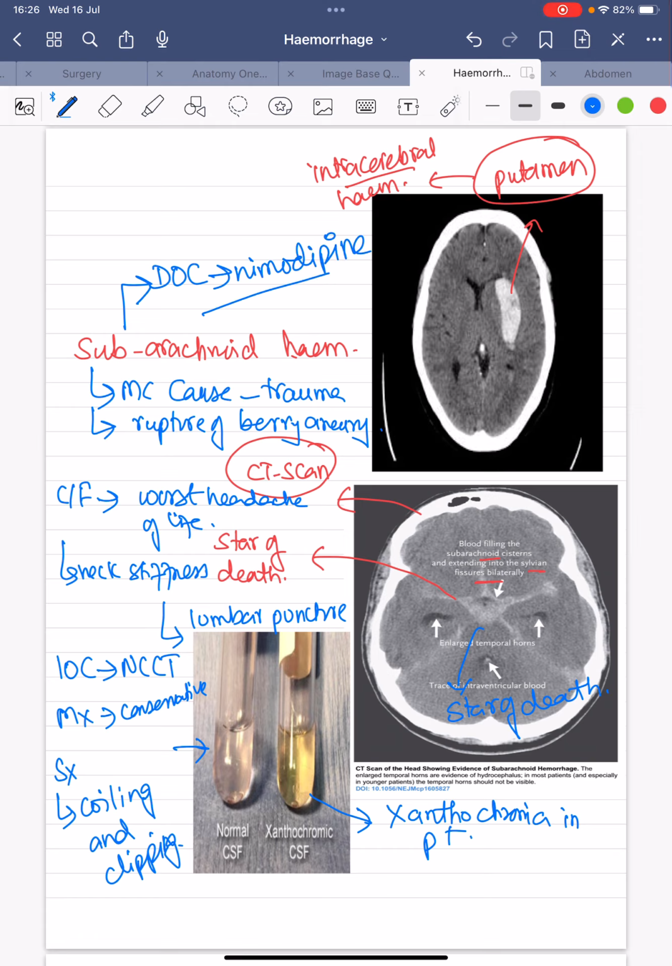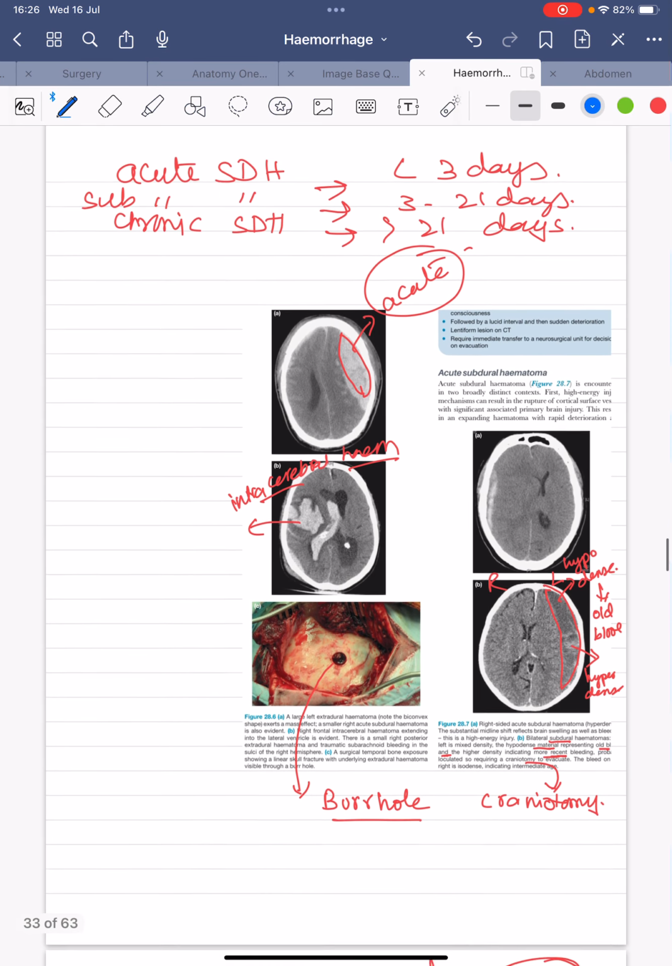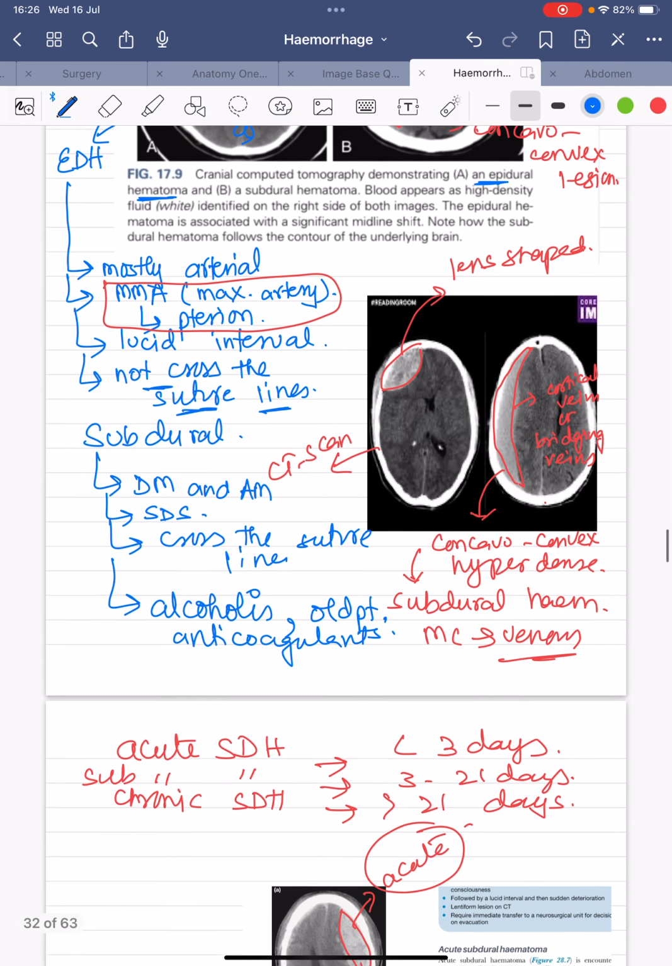Okay, so this is your subarachnoid hemorrhage, burr hole, subdural hematoma, epidural hematoma, head trauma. I hope it is clear to all of you.